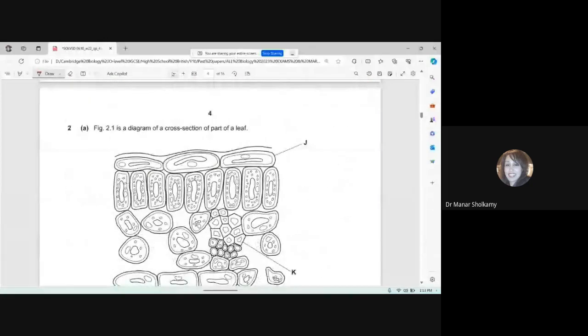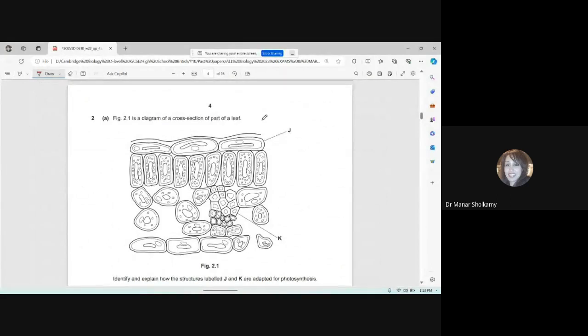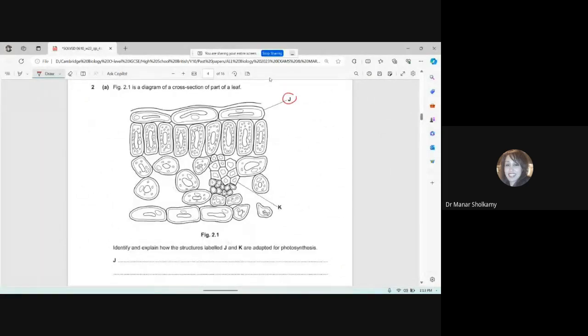Okay, they're still in plants. Figure 2.1 is a diagram of a cross-section of part of a leaf. Can someone tell me what is J? Upper epidermis. Correct. And what is K? Xylem. Correct. This is the xylem. Thank you so much. This is the palisade mesophyll. This is the spongy mesophyll. This is the upper epidermis. This is the lower epidermis. This is the waxy layer produced by the upper epidermis.